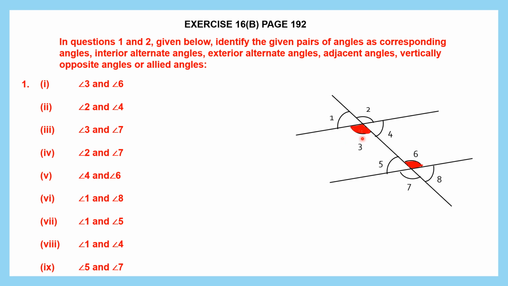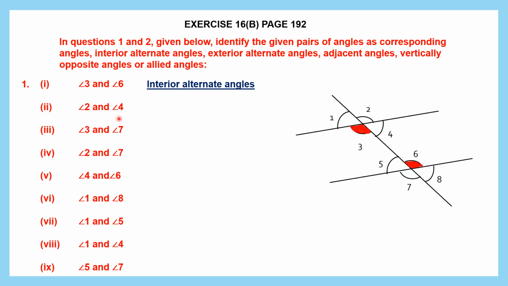And this is on one side, angle 3 and angle 6 is in the alternate side. Okay, so angle 3 is here, angle 6 is on the alternate side. So they are inside, that means interior, and they are on the alternate side. So what are they called? They are called interior alternate angles. So angle 3 and angle 6 are interior alternate angles.